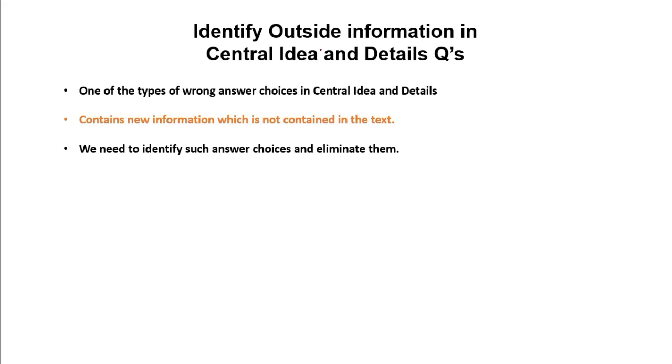So another type of wrong answer choice in central idea and details questions is an answer choice that contains outside information. Our job is to identify such wrong answer choices and eliminate them. These answer choices contain new information which is not contained in the text. Usually you will find there are some keywords in the answer choices which are not mentioned anywhere in the text. So we can find those keywords in the answer choices and eliminate them. Let's see how we do it.